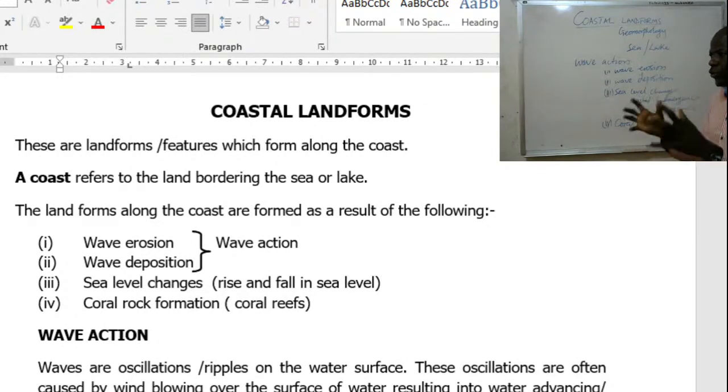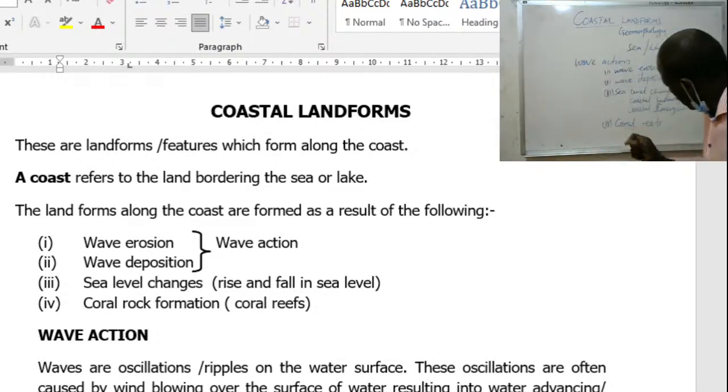But those rock structures that form along the coast because of the accumulation of these polyps or skeletons of these water animals called polyps are what we refer to as coral reefs. They are simply rock structures, rock pillars that form along the coast. And they only form in the waters of the sea.